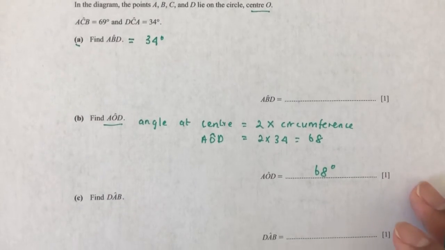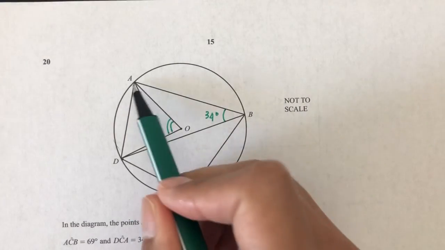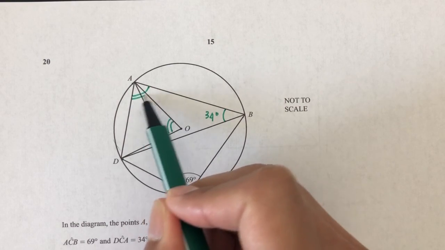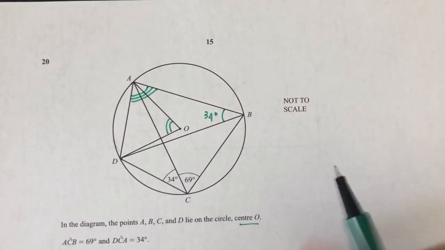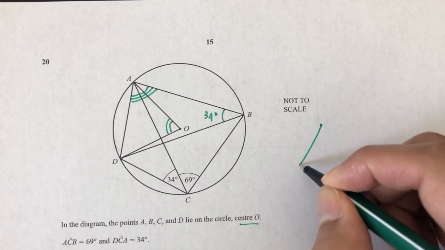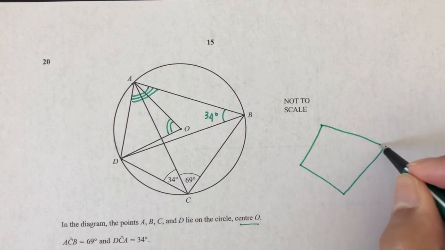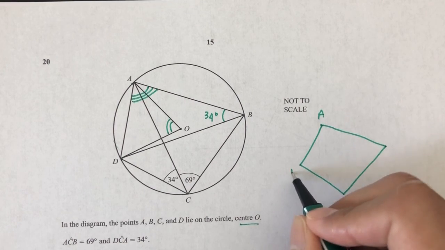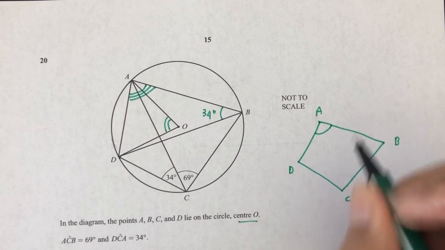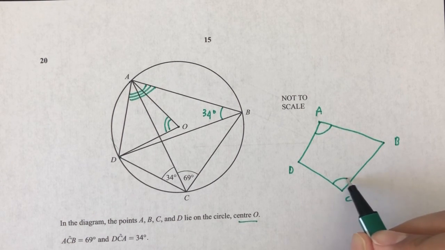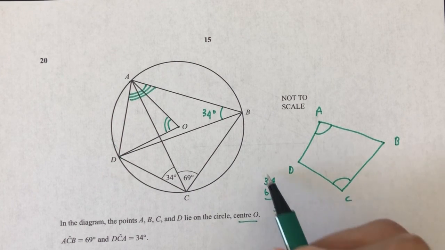And now the last part, find the angle DAB. Angle DAB, this angle. Okay, so what we can do is we can take the shape out. Let's take it out. We have A, D, C, B, and join these two lines. This is A, this is D, this is C, and this is B. So we need to find this angle, and we know the size of this angle, which is 34 plus 69. So 34 plus 69 becomes 103.